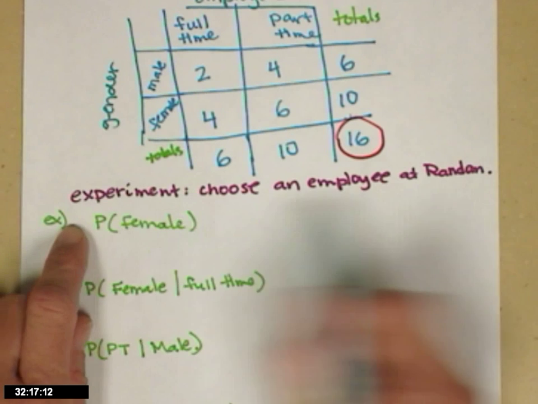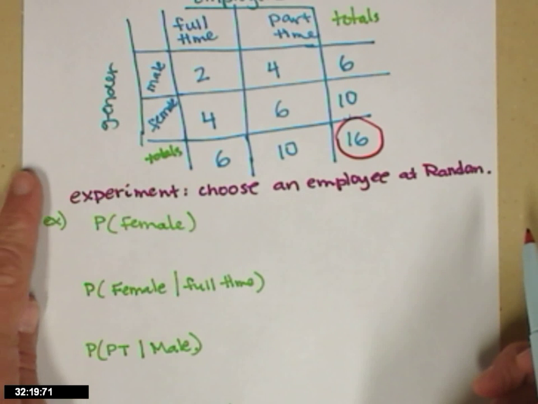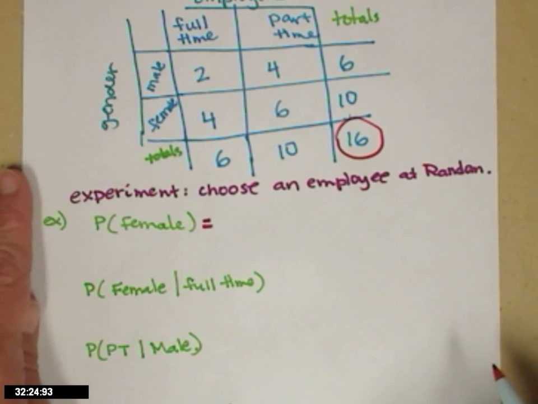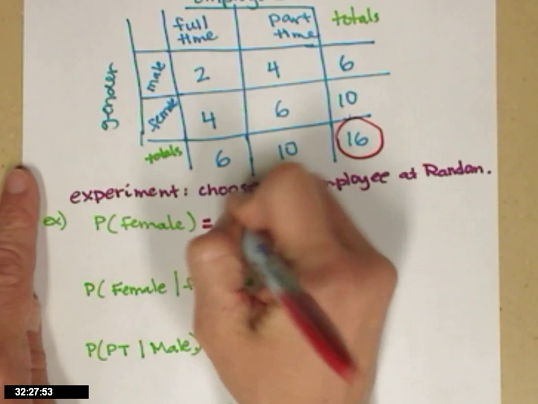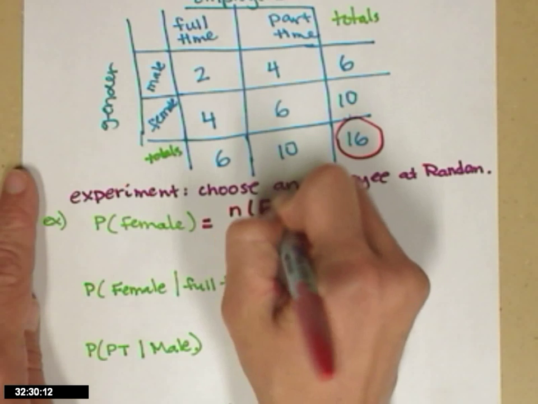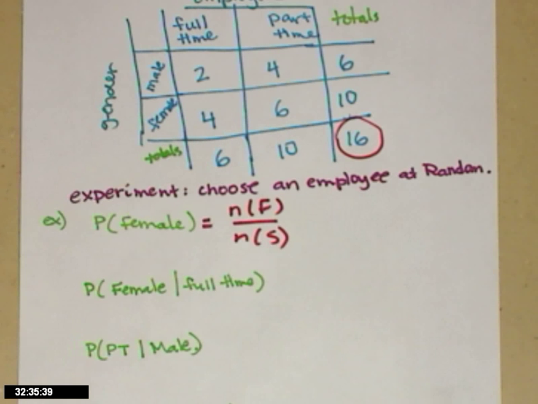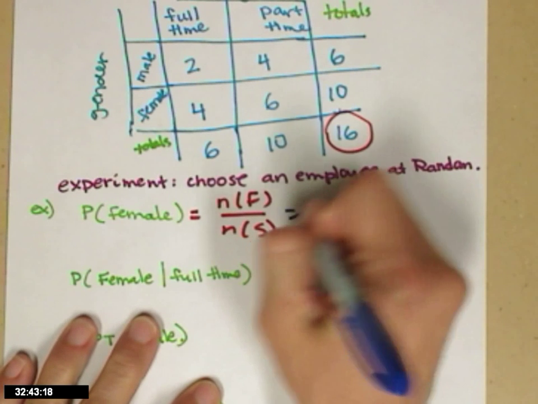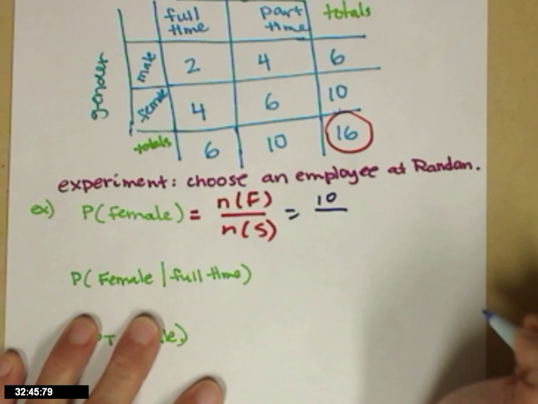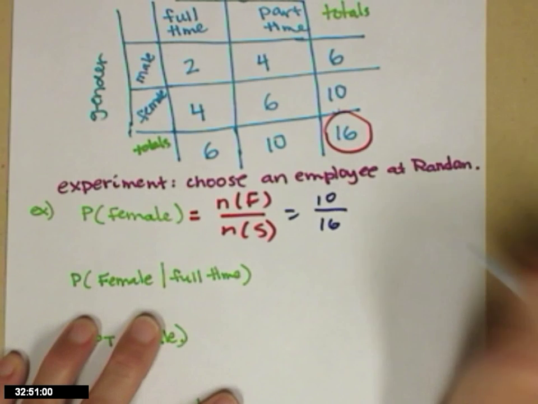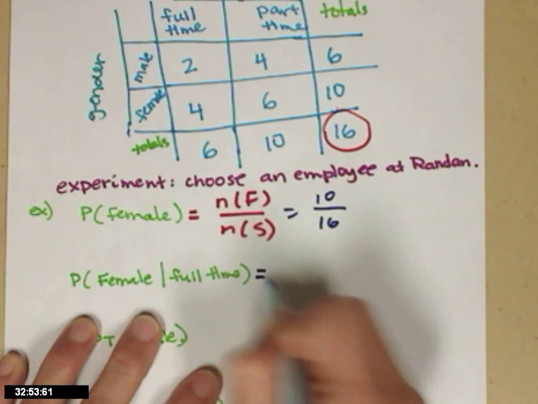So let's choose an employee at random. What's the probability that that employee is female? Again, it's our same thing. The number of females over the number in your sample space, right? Which is our employees. So how many females are there altogether? Well, there are 10. No, this isn't conditional. This is just showing you how to get this out of a table. And the total number of employees, 16. Okay? And then you reduce. I'm running out of time, so I'm not going to.